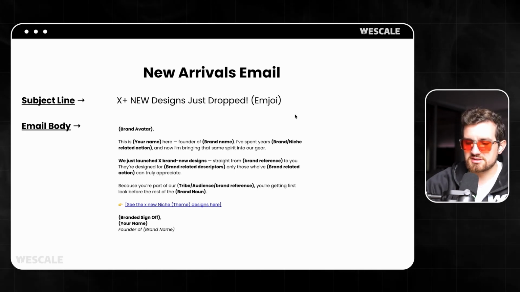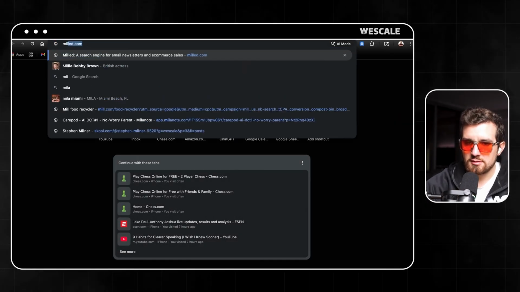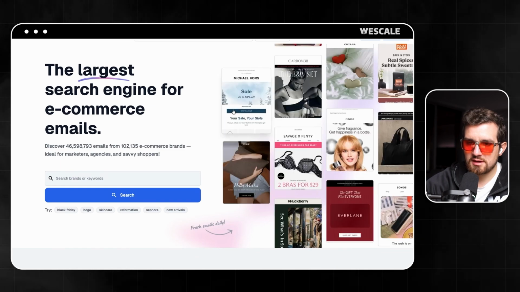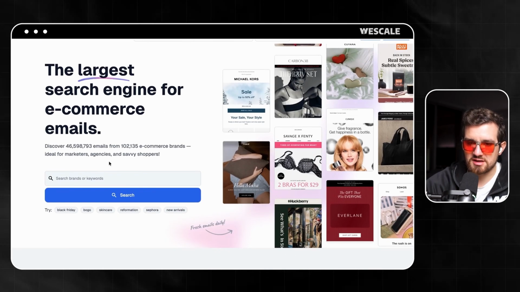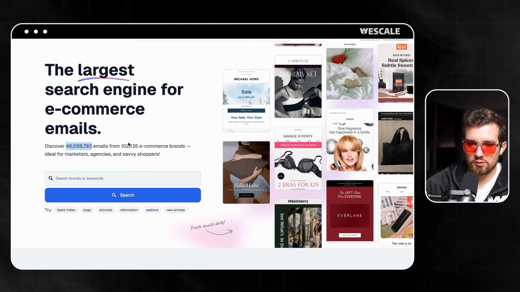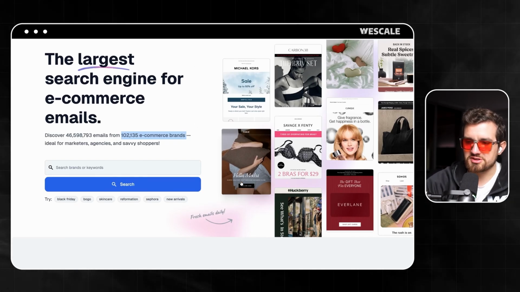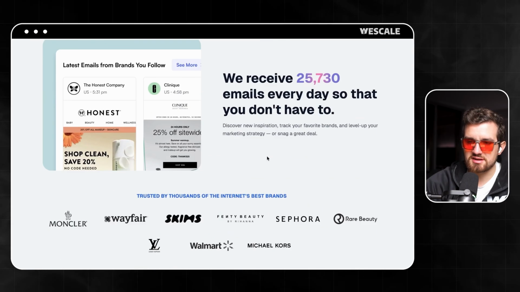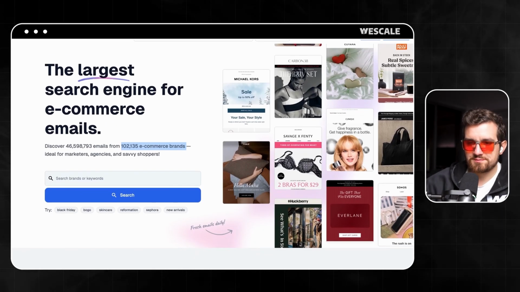One of the best hacks for this, if you're not sure what emails to be sending, there's a great site called mild.com that is a giant library of email campaigns that have been sent, 46 million email campaigns from 102,000 e-commerce brands. So you should never be wondering what we should send again. Just come dive into this site. But you do this once, email is your number one opportunity, as a side note.